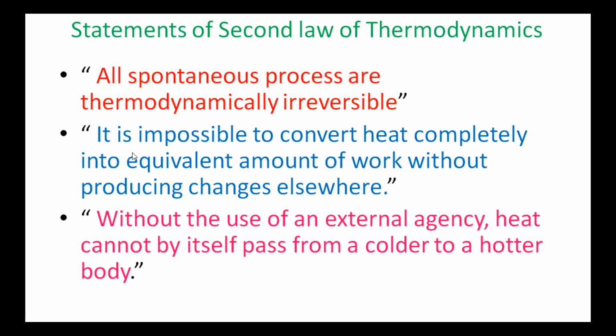Second statement: it is impossible to convert heat completely into an equivalent amount of work without producing changes elsewhere. That is, according to the limitation of the first law, heat cannot be converted into an equivalent amount of work. So, here it explains that it is impossible to convert heat completely into an equivalent amount of work without producing changes elsewhere. That is, some of the heat is lost and it is evolved to the surroundings.